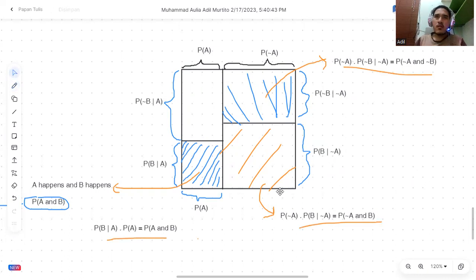So this visualization is very useful. It will make solving problems a lot easier. And I hope you can use this concept, this visualization, to understand conditional probability. So I guess that's all from me.